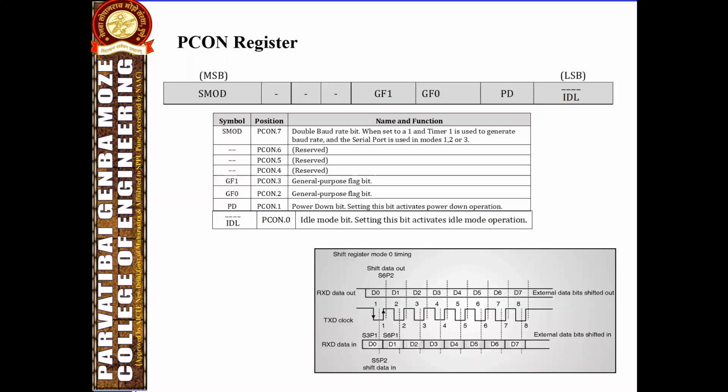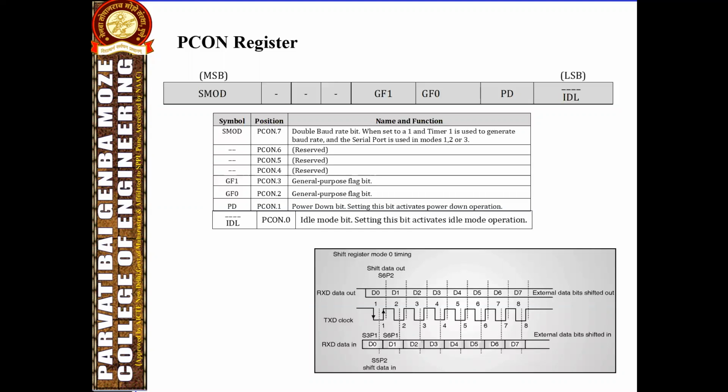Mode 0 is a half duplex synchronous mode. It is referred to as the shift register. The shift register has shift left and shift right operations. The shifting of the data bits is done sequentially. The input to the shift register is data and clock. The serial data is transmitted and received through the receiver line.